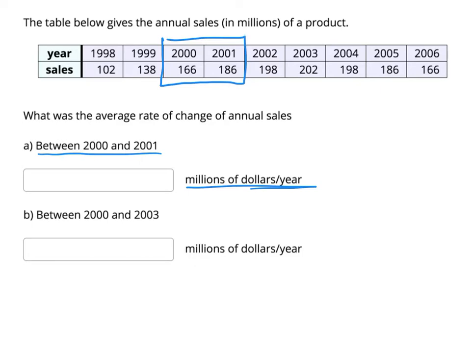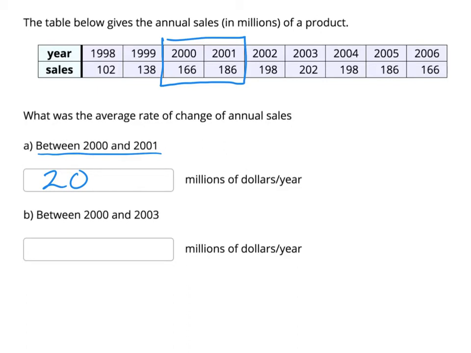So I need to figure out how much did the sales go up by between 2000 and 2001. In order to do that then, I'm going to do 186 minus 166, which equals 20. Notice that it took 1 year to gain that 20. Now, technically, I'd be doing 20 divided by 1 here, but of course I know 20 divided by 1 is just 20. And so my answer here would just be 20. And that's it. That is our final answer for that first one.